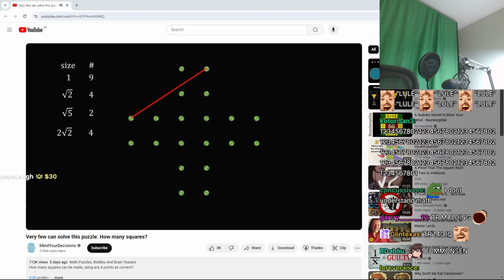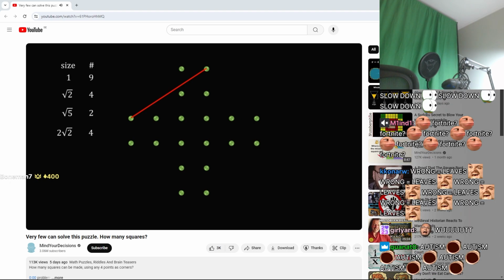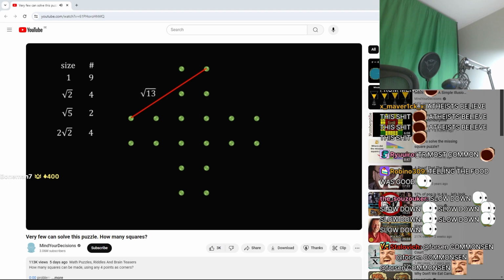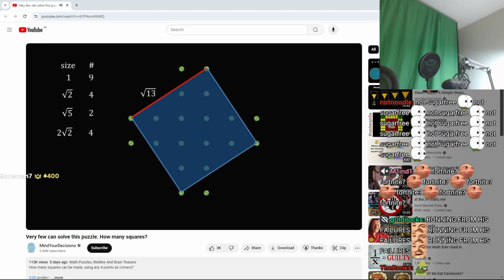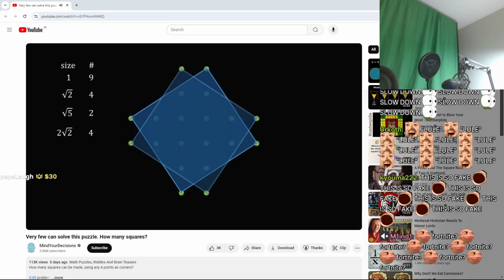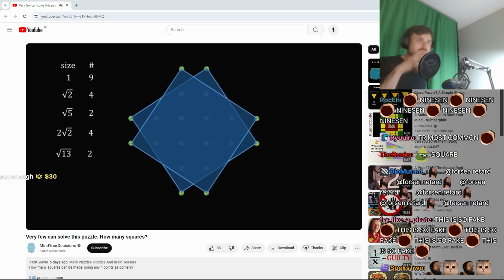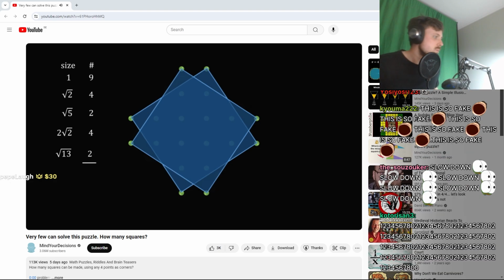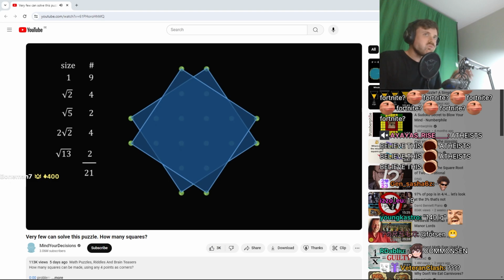Finally, consider this length, which will be the hypotenuse of a right triangle with sides of 3 and 2. So this will be the square root of 13. Here's one square you could form like that, and here's another square. So there are 2 such squares. So in total, we add these all up, and we get that there are 21 squares that can be formed.